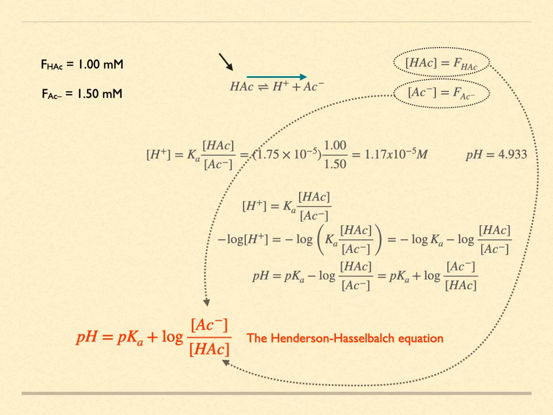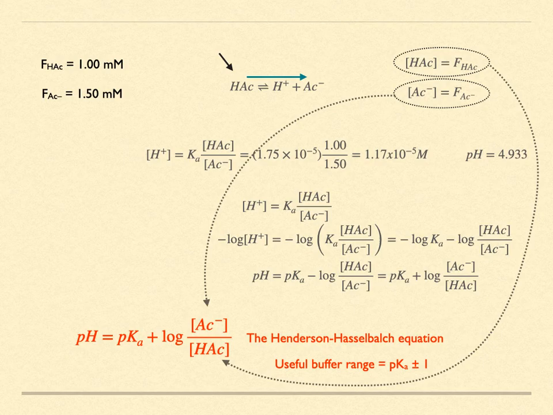We generally consider a buffer to be effective if the ratio lies between 10 and 0.1. That means that we can successfully use acetic acid as a buffer system for desired pH values that lie between plus or minus 1 pH unit of the pKa value. By using different chemical systems, we can find a buffer system that can cover all required pH ranges.